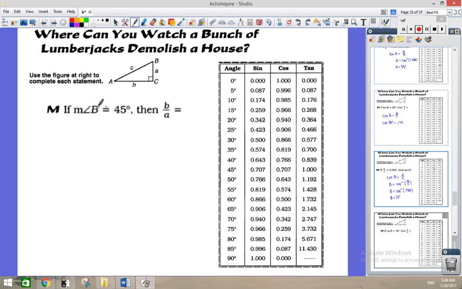They want a ratio. They're giving me 45 degrees. Angle B, B over A is the tangent. So the tangent of angle B is the opposite leg divided by the adjacent leg. They're telling me that the measure of angle B is 45 degrees, and they want me to figure out what the ratio of B divided by A is. I come in at 45 degrees, I read off from the tangent column, and that's 1.